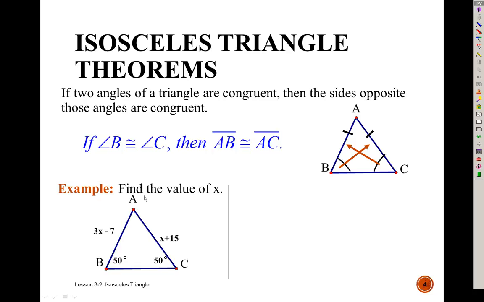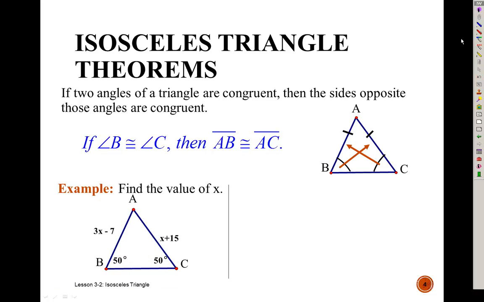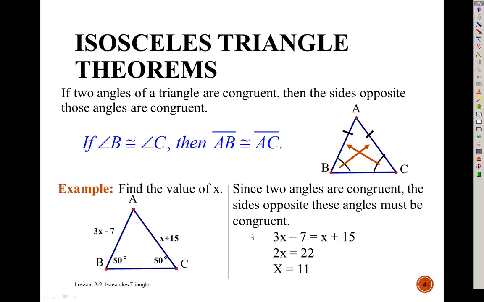So in this example, it says find the value of x. Well, I know that angle B is 50 degrees and angle C is 50 degrees. So those angles are congruent, which means that the sides opposite those angles are also congruent, which means that 3x minus 7 has to equal x plus 15. And that's what I'll say. 3x minus 7 equals x plus 15.